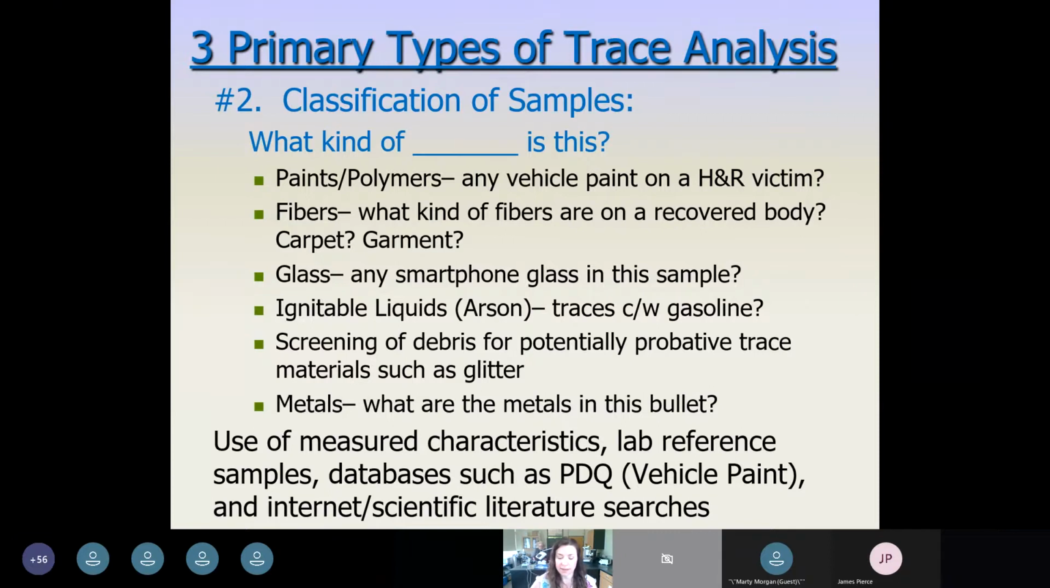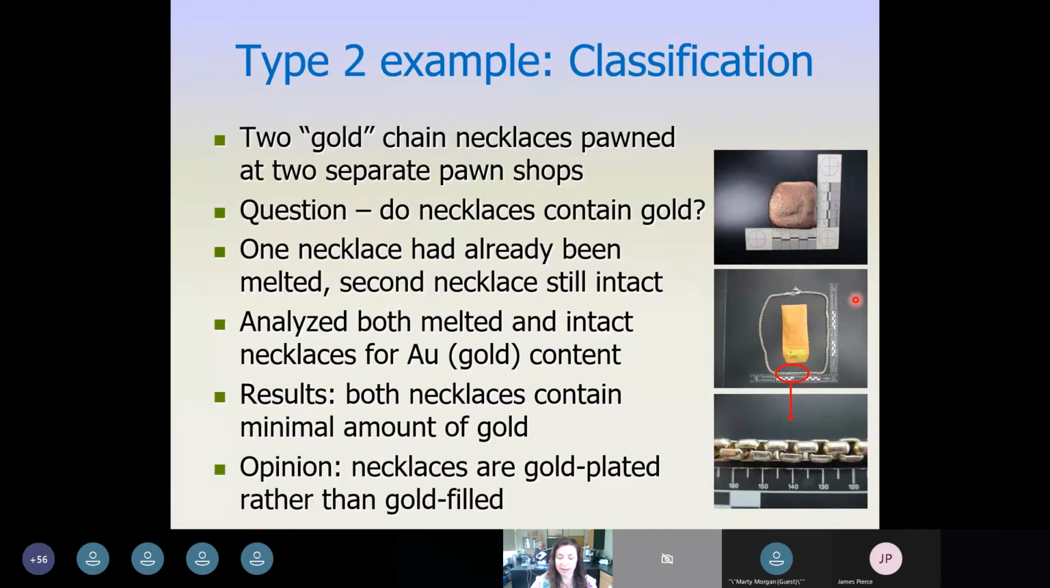Right. I had a very interesting classification type case. It had been that an individual was pawning some gold necklaces to separate pawn shops around town. And the question was, do the necklaces contain gold? The pawn shop had paid out the individual as if this was 14 karat gold, as the necklaces were stamped. And then it was kind of after the fact, one of the pawn shops had one of the necklaces melted down while the second one was still intact.